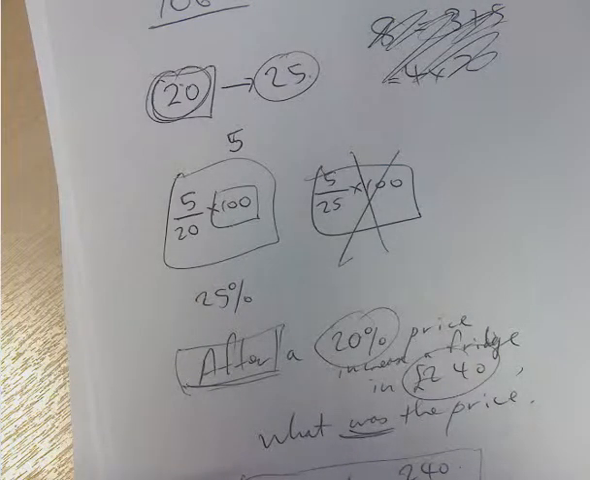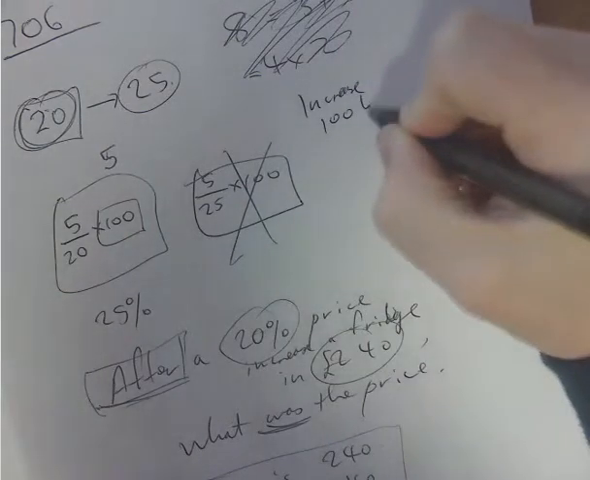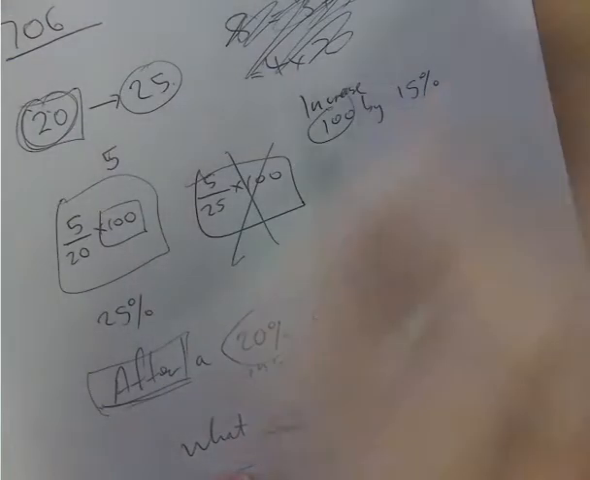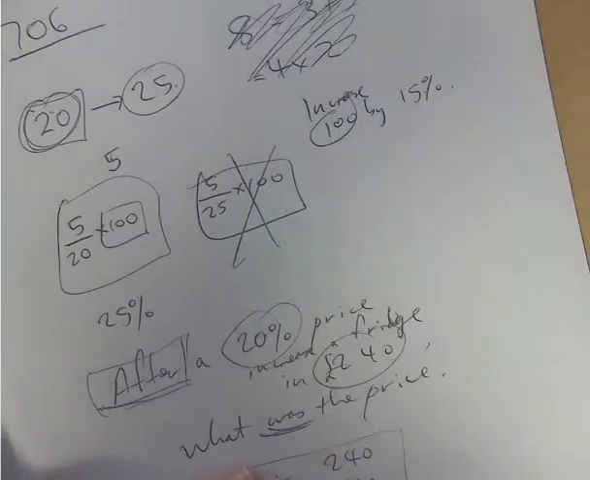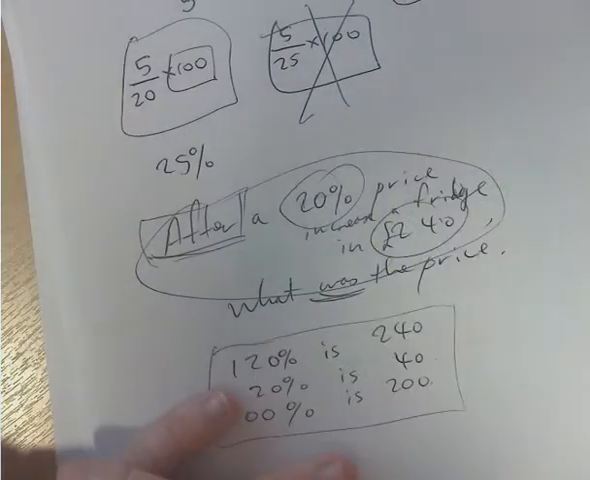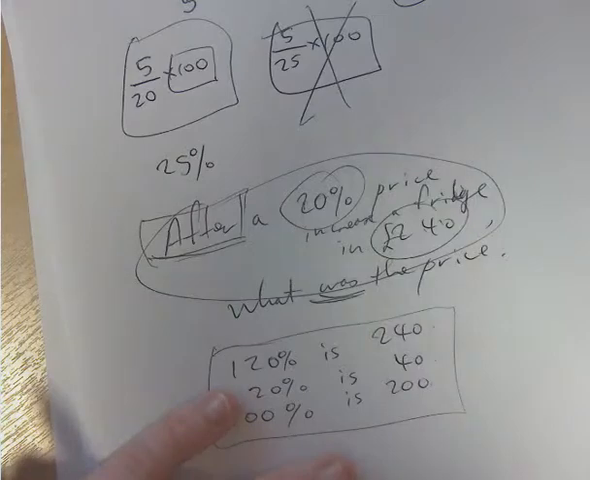In this question, increase 100 by 15%. You are given the original figure. It's right there in front of you. It's not a backwards question. So you can work out 15% of 100 and then add it on. But in this one, you cannot work out 20% of 200 and take it off, because that is using the final figure, and the rules of the game say you have to use the original figure.